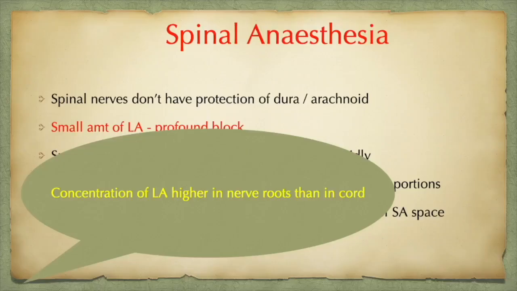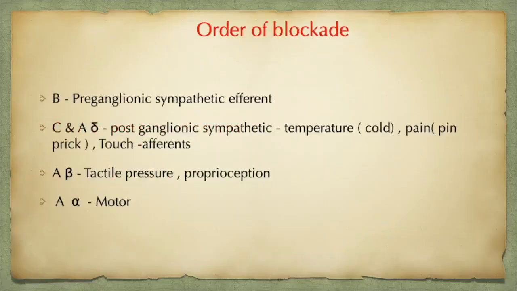The concentration of local anesthetic is higher in the nerve roots following a spinal anesthetic rather than in the cords. Coming to the order of blockade of the spinal anesthesia, the B fibers are the first to be blocked, resulting in blockade of the preganglionic sympathetic efferent, leading to sympathetic blockade, thereby hypotension. Next to be blocked are the C fibers, which carry the cold temperature sensation, and next are the A delta, which carry the pinprick sensations.